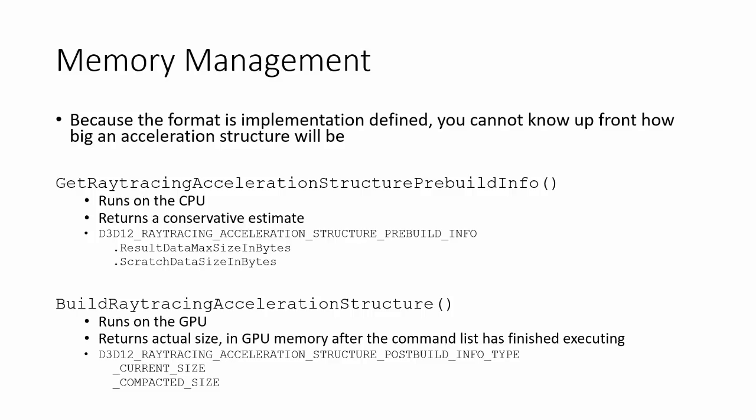There's actually two different sizes that come out of this. There's the current size, which is how big the structure really is today. And then there's a compacted size. Compaction is an operation that can shrink a bounding volume hierarchy after it's been built. So after the build, you can get an estimate of if you did compaction, how much smaller would it get?